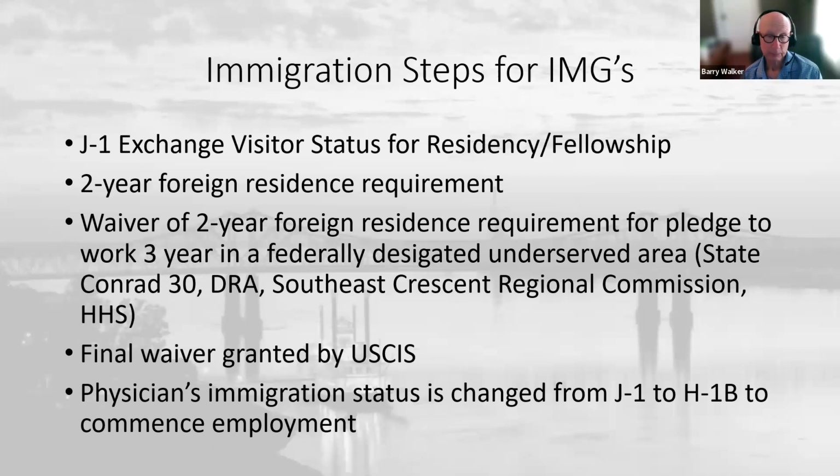Once an agency makes a recommendation, then that recommendation passes on to the U.S. Department of State and then on to the U.S. Citizenship and Immigration Service, and the USCIS has the legal authority to grant the waiver that says to the physician, you're not going to have to go home for 2 years. You can remain in the United States for 3 years and work in Mississippi or Alabama, Tennessee, or one of the states from which the waiver came.